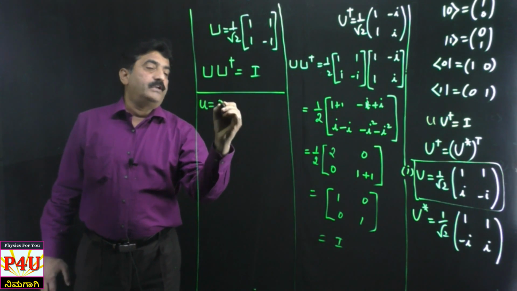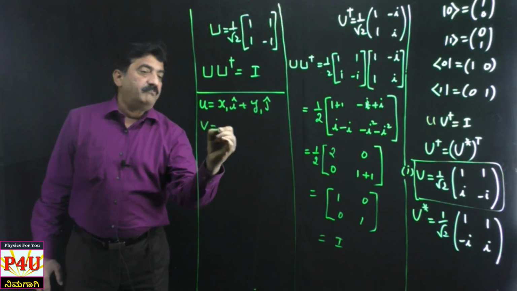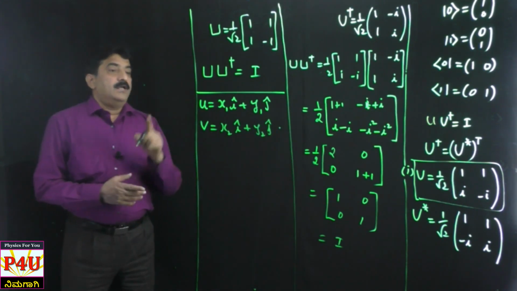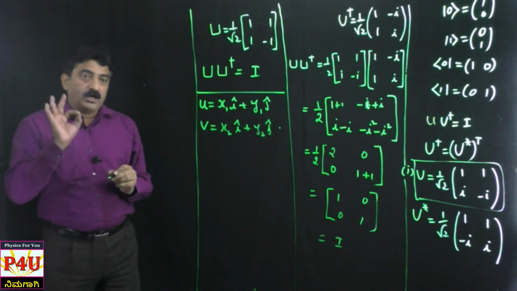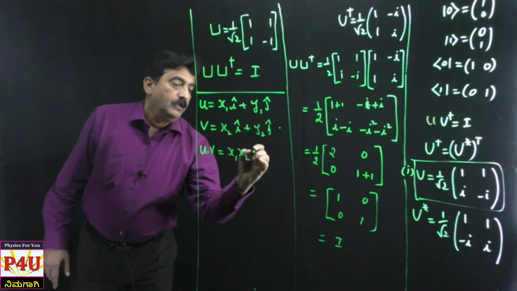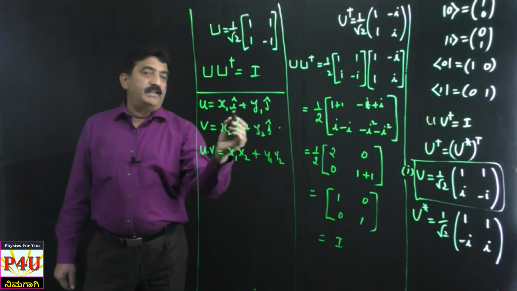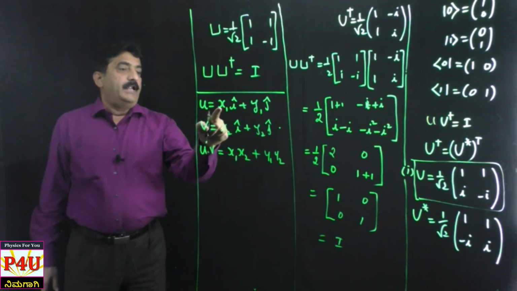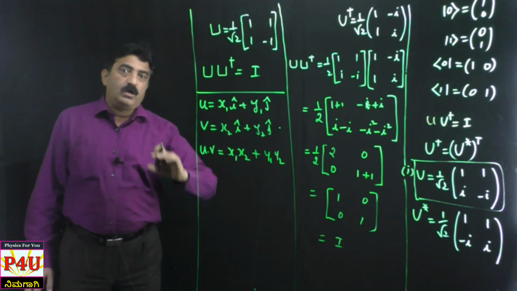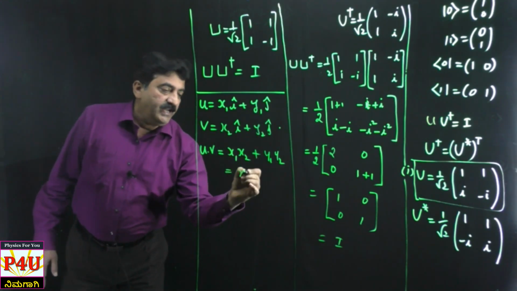Say vector u is equal to x1 i cap plus y1 j cap. Next I take vector v, that is x2 i cap plus y2 j cap. Now you find the dot product, not the cross product, of these two. Then u dot v is equal to x1 x2 plus y1 y2. Understood? So x1, y1, x2, y2 are just numbers, like 2i plus 3j, 4i plus 4j. So x1 x2 is a number, y1 y2 is also a number, and number plus number is again a number.